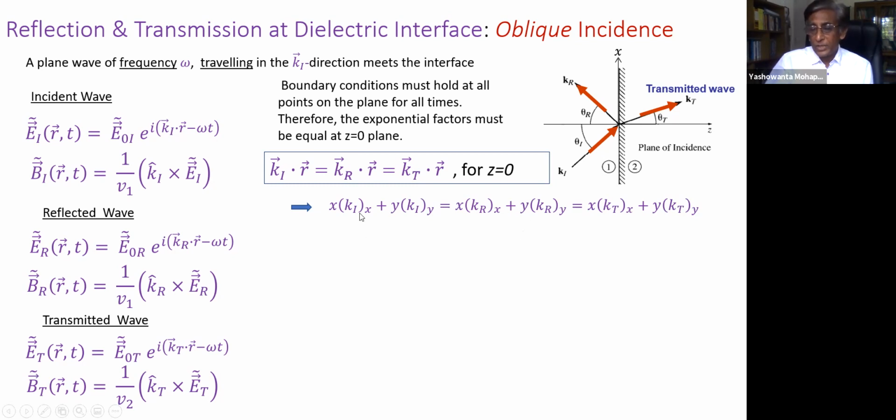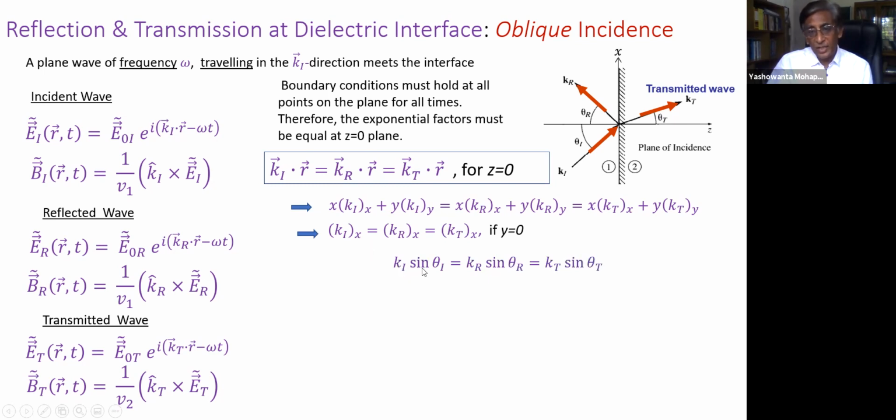So I can write down from here, because at z equals 0 they must be equal, that kix, krx, and ktx must be equal. If y is equal to 0, then this must be true. So directly from here, what is kix?